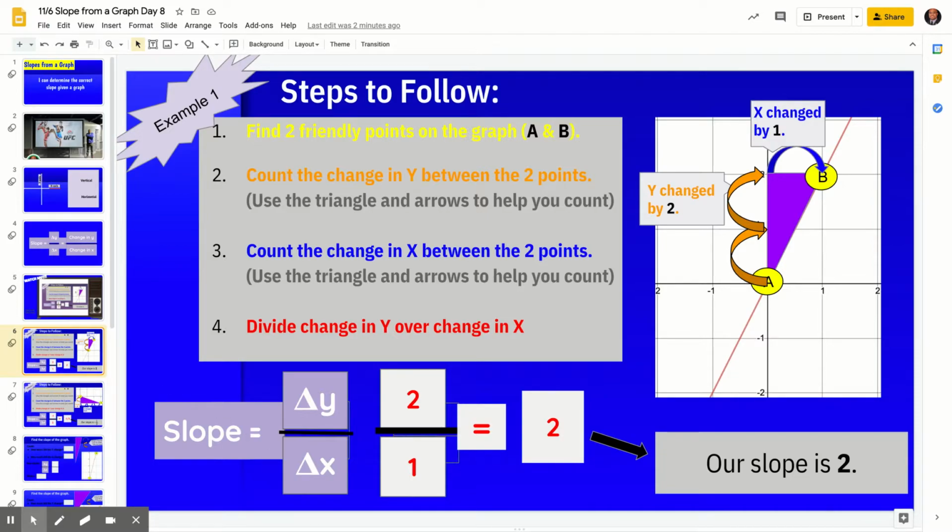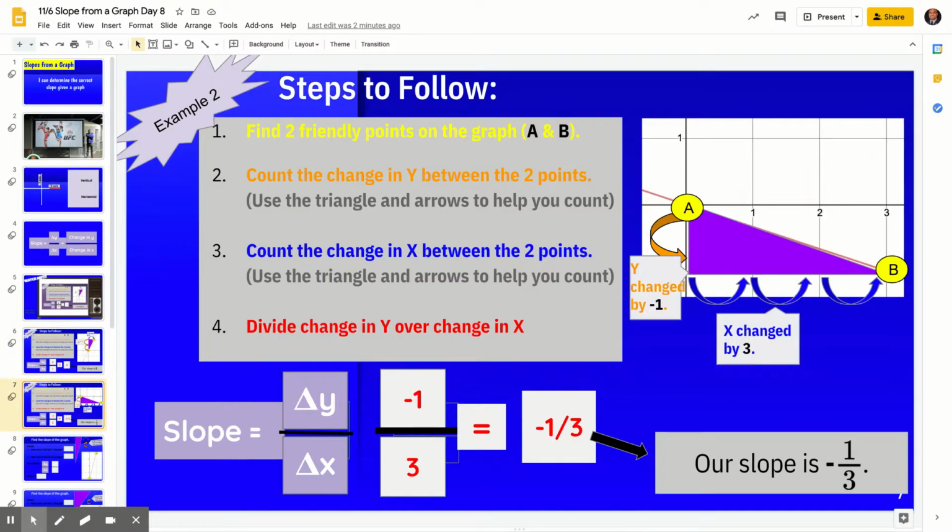Okay, that is it. That is how you find slope from a graph. Now check this out. Let's get some more practice on slide 7. Okay, here's another example. Here we need 2 friendly points. And so we're going to need to do the change in y. But you'll notice I'm not going up in this one. Because remember, change in y can go up or down. So instead of going up, I'm going to go down 1. So my change in y is -1, and my change in x is 1, 2, 3. -1 divided by 3 is -1/3. So our slope is -1/3. And notice that the graph is going down because it is negative.